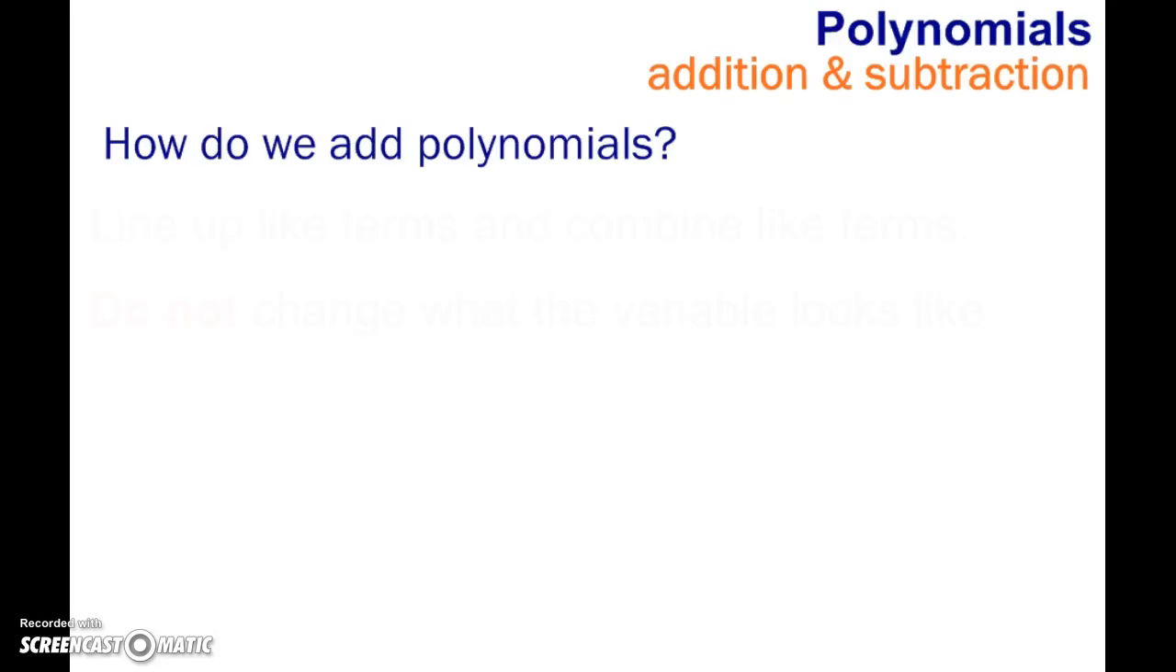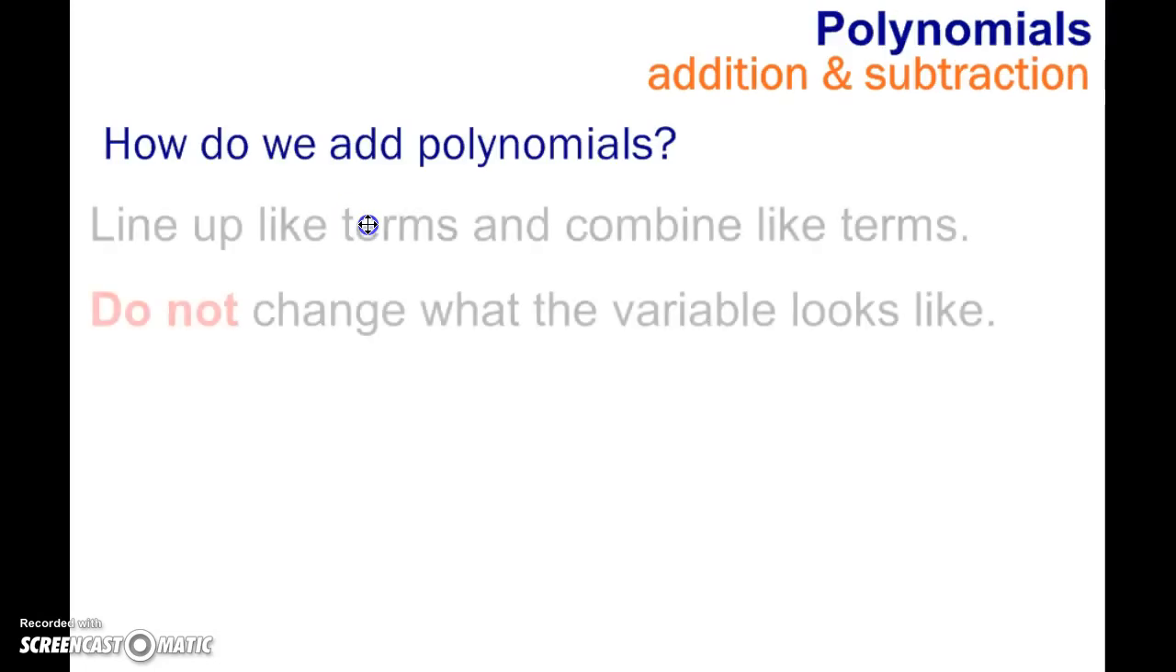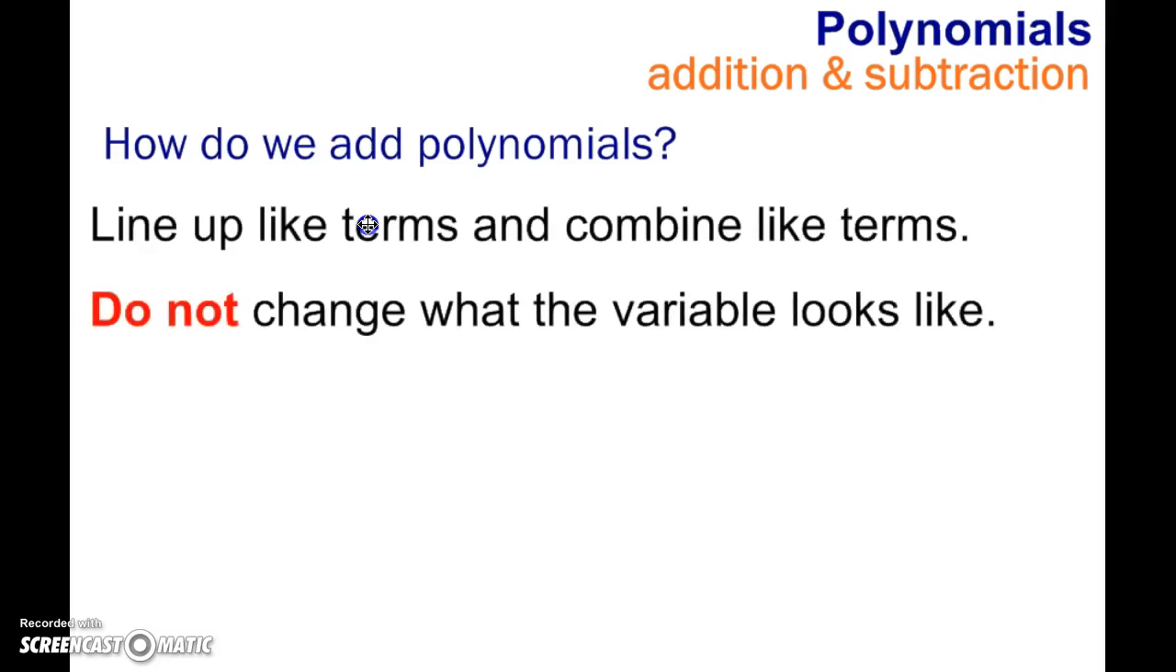How do we add polynomials? Well, line up like terms and combine like terms. Do not change what the variable looks like. If it's an x squared, your answer is an x squared. Don't forget that. Nothing changes.